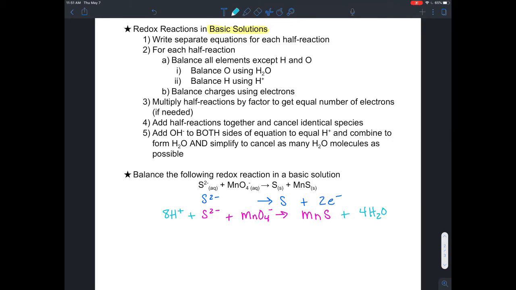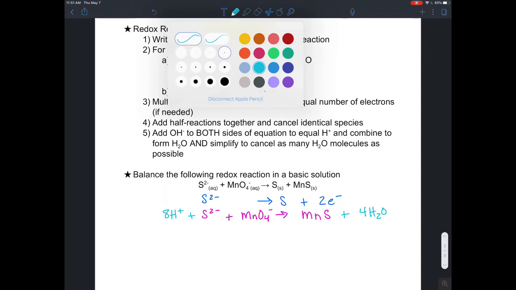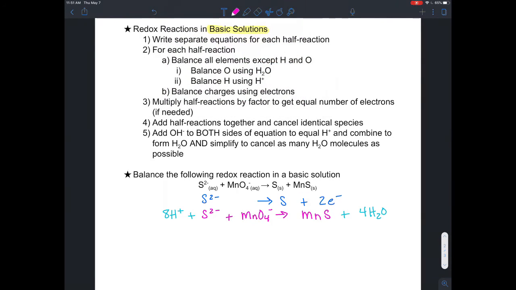So we balanced our charges using our electrons already. We did that for the first one. For the second one, let's go ahead and do that. So we have 2 minus plus another minus, so that's 3 minus and an 8 plus, so that's going to be 5 plus when I look at the net. There's no charges on the other side, so we're going to have to add 5 electrons over here.